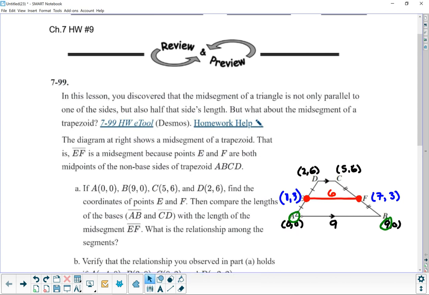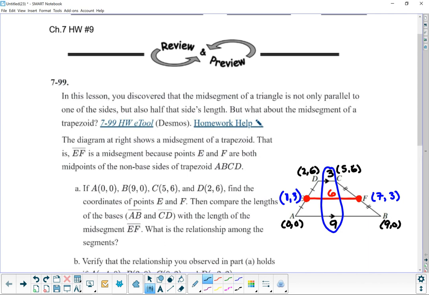And then you're going to go ahead and do DC, and it's going to be from 2 to 5. You can figure that out, right? From 2, how many more to get to 5? Or you can go 5 minus 2, and you get a length of 3. So comparing 6 to 9 and 3, compare these three. And actually 6 is right smack in the middle between 9 and 3. So what's the relationship amongst the segments?